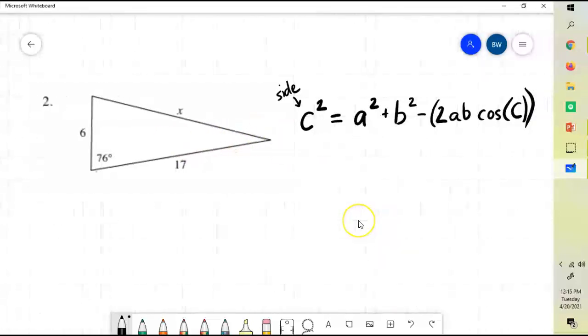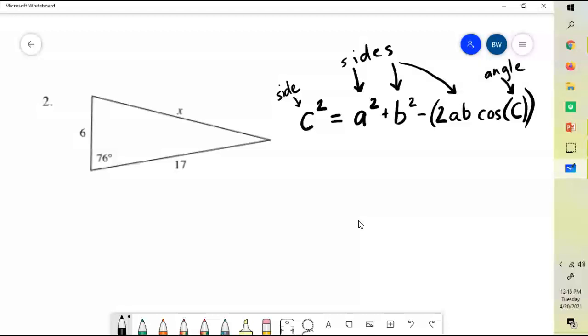This is going to be a side. This is a different side across from angle A, a different side. And these are all sides. This is a side measure, and this is an angle measure. Go ahead and label that in your notes, that the lowercase letters indicate side lengths and the uppercase letters indicate an angle. Okay. In this situation, what you are looking for is the side across from 76 degrees.